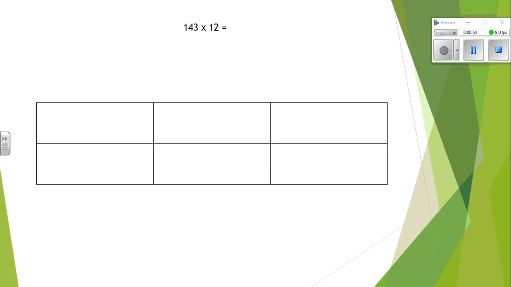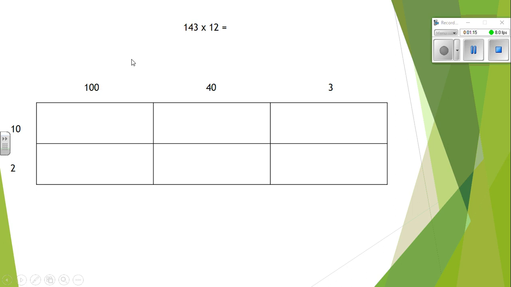So one way we could tackle this is just like normal, using an area model, and we could partition or break down our numbers to make it easier for us. So we can start with 143. We could break this down into 100, 40, and 3. And then, of course, with 12, we know how to do this. 10 and 2, nice and easy. And then, just like normal with an area model, we can multiply our numbers together.